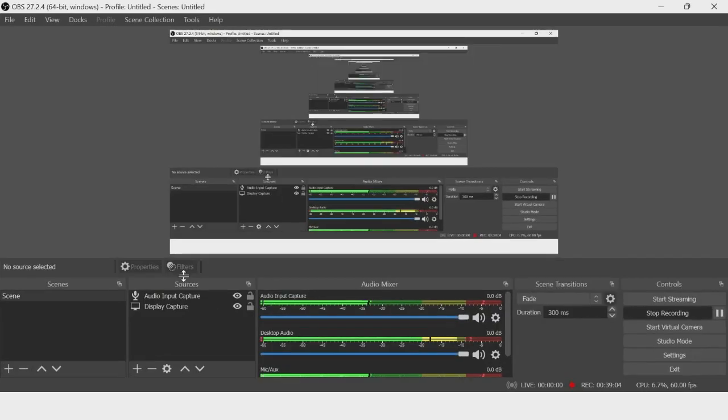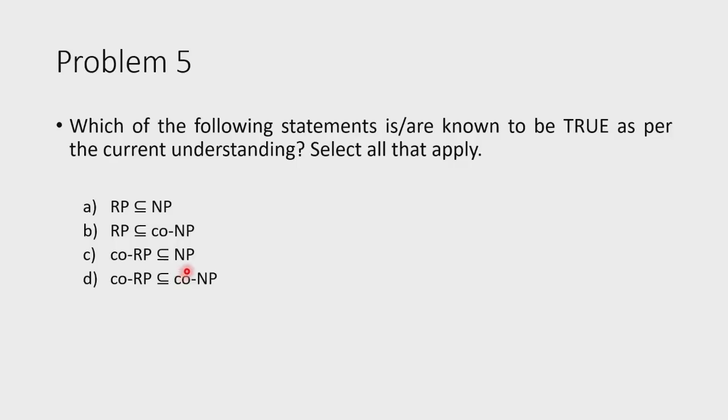I think that the answers A and D are correct. RP is a subset of NP and co-RP is a subset of co-NP, and I'm not sure of the remaining two options. Probably they are not correct. Okay, so you are right. A and D are correct, and we don't know anything about B and C, whether they are correct or not. You might have seen these statements in class. Let's quickly prove this. Let's first try to prove the first statement.